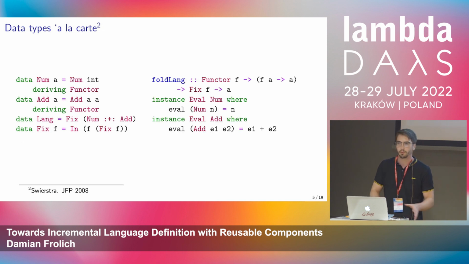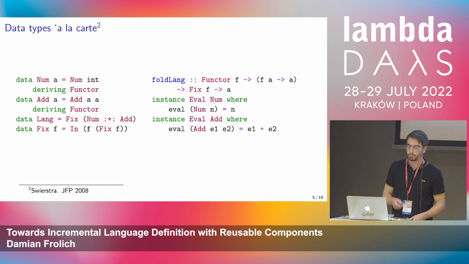Now that we have our data types, we can just add a new data type if we want. So if we want subtraction, we would just define data Sub, which is also a functor, and then we can add this to our composition, and this way we can build up more complex compositions of data types without modifying our existing definitions, which is a nice property.